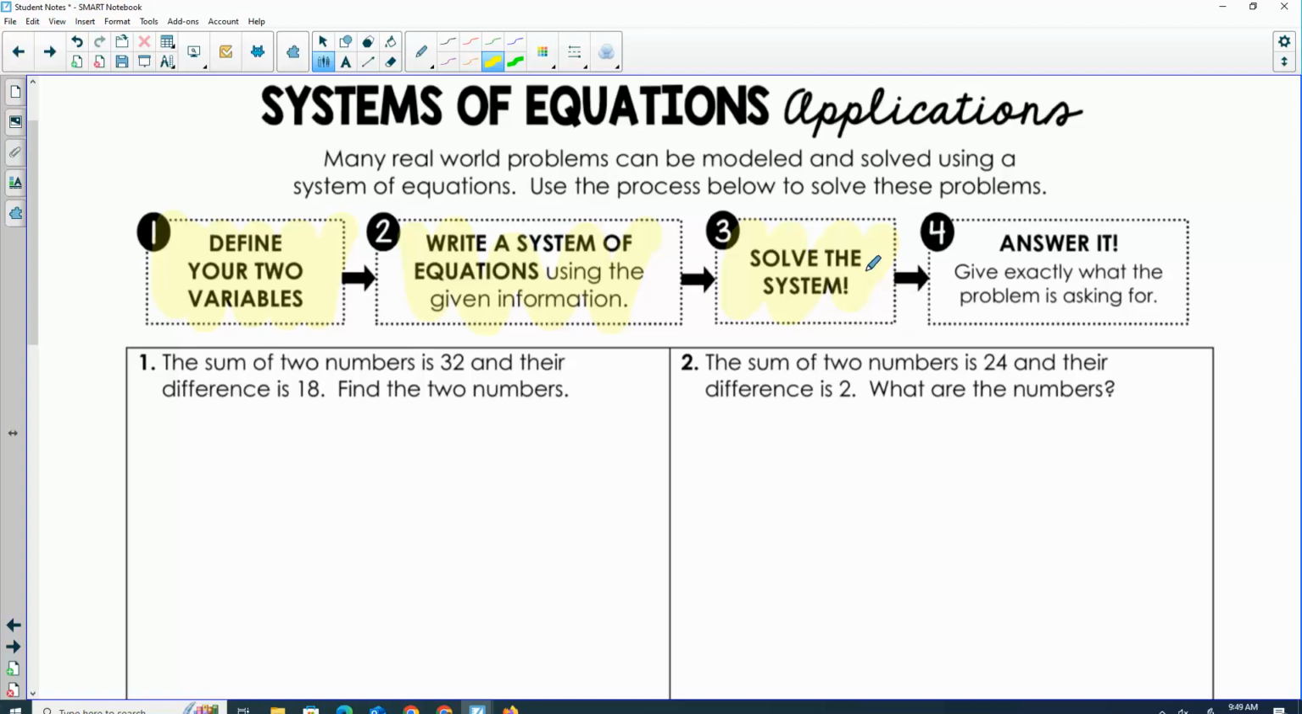Based on what I've seen, our accuracy with elimination is a little bit better, so I'm probably going to suggest that. But if you like substitution, you're welcome to do that one. And then we're going to answer the question. Every time you have a word problem, you have to be able to understand and identify what the actual solution is. So those are the steps we are going to go through today.